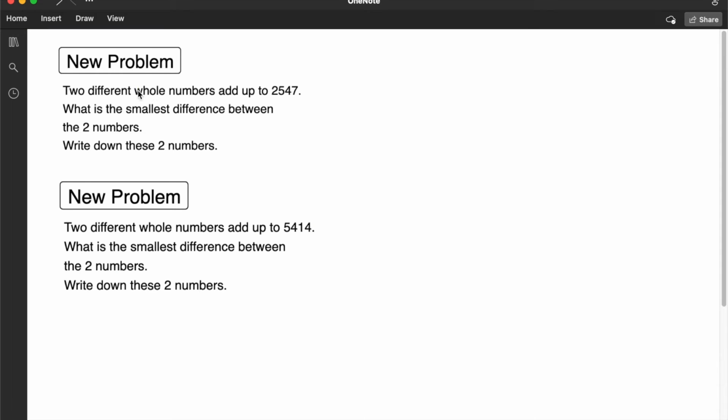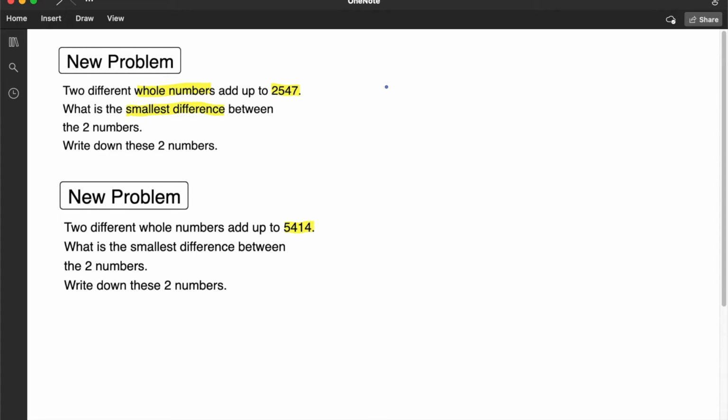Two different whole numbers add up to 2547. Question is, what is the smallest difference between the two numbers? Right, and write down these two numbers. Second one is similar, right? But the number is different. I chose it to be different for a reason. You will notice that the first case, 2547, is an odd number, whereas the second one is an even number.